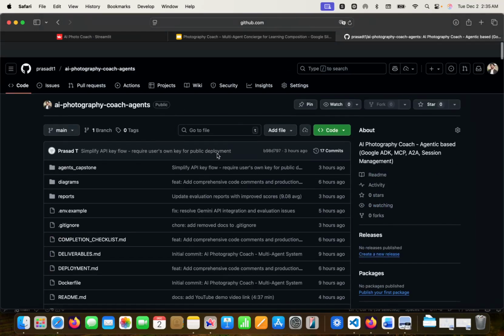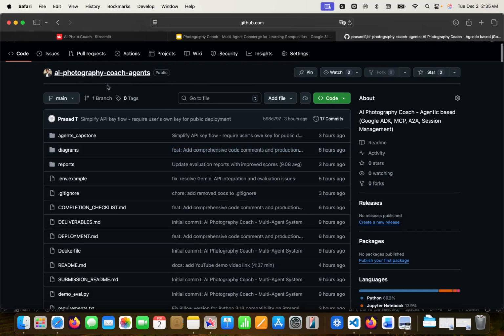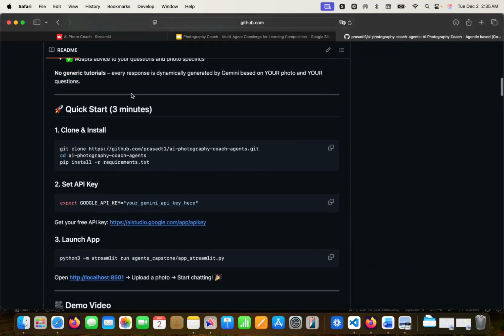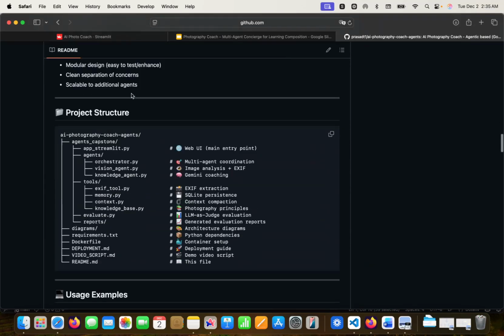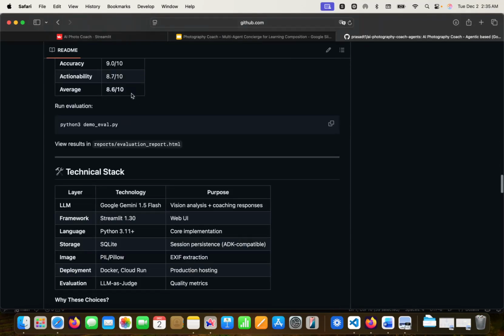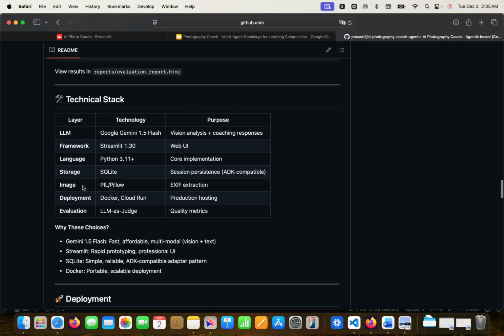This is the GitHub repo. It is available publicly, and the stack you can check. There is the architecture review here. The technical stack is also listed. So this is how it was built.